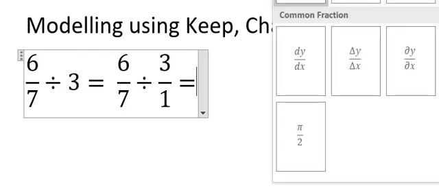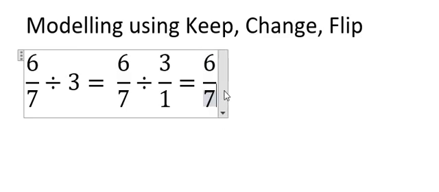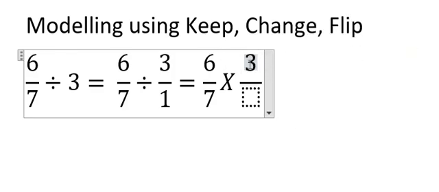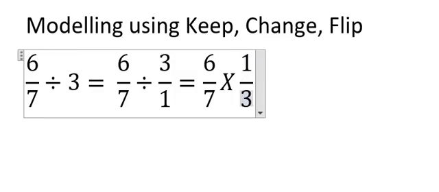So now we're going to do the keep, change, flip. So keep the 6/7 the same, change your division to multiplication, and flip the second one. So then you're going to go 1 divided by 3 because you just flipped it. Okay, and then that's going to equal, trying to get my equal sign in the right spot.